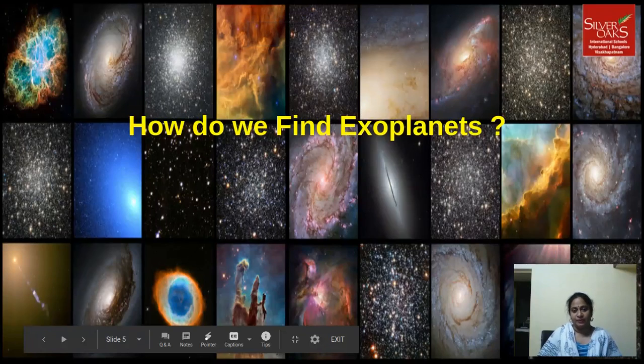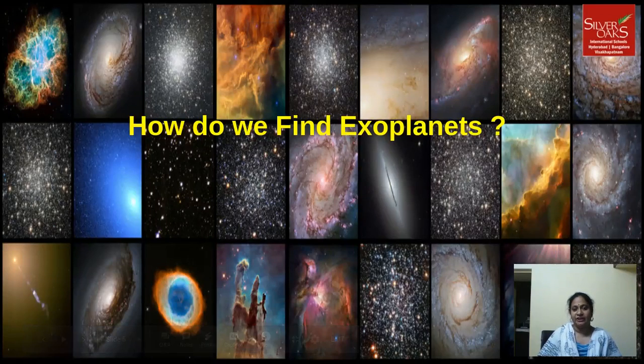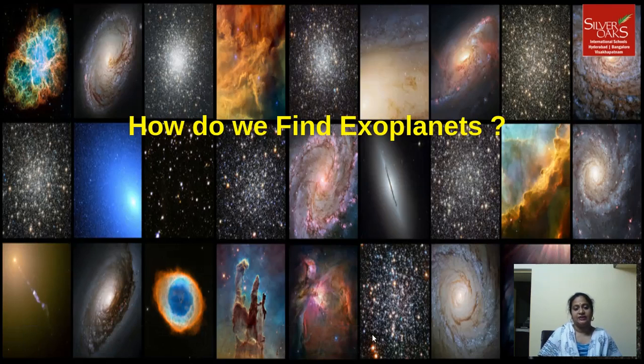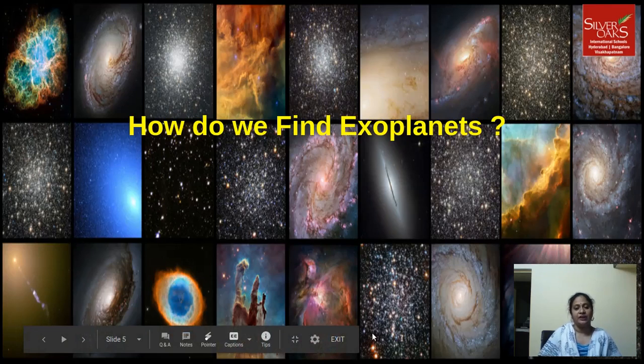How do we find the exoplanets? Finding exoplanets with the naked eye is very difficult. So scientists or astronomers use different satellites and telescopes to find the exoplanets. First, they try to locate a star which is very wobbly and does not have its own path, which is where we find most of these exoplanets.